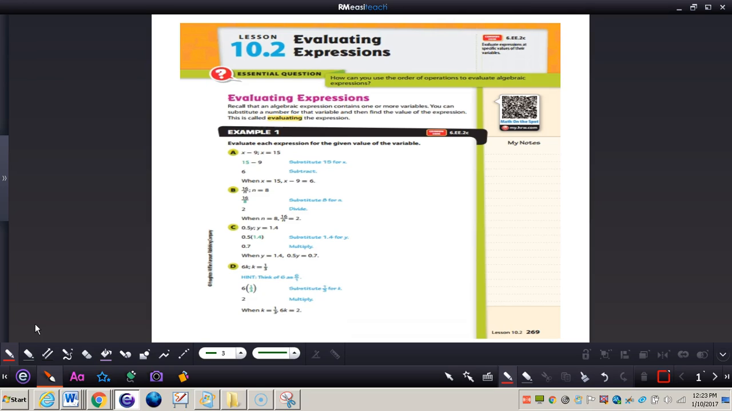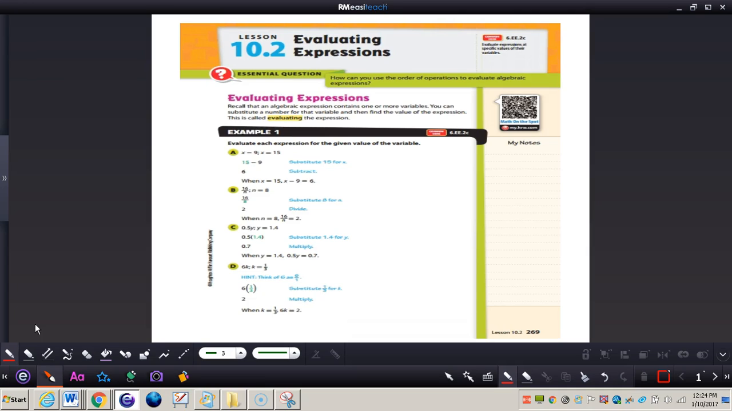It says, recall that an algebraic expression contains one or more variables. You can substitute a number for that variable and then find the value of the expression. So we're going to take it one step further. We're going to have a number that the variable represents. This is called evaluating the expression.